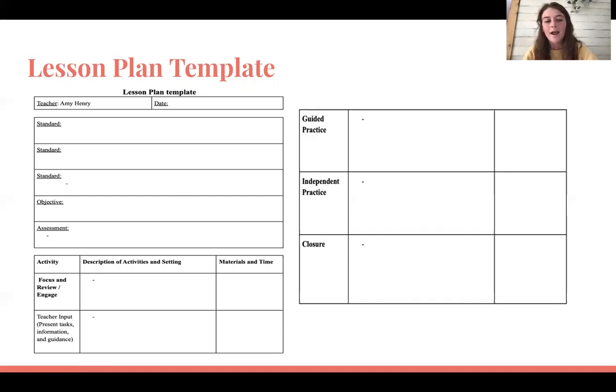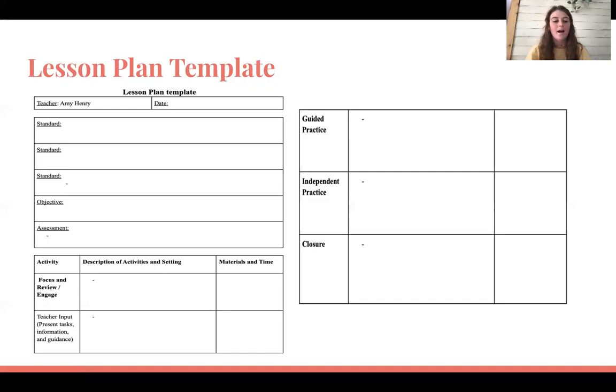So at the top, I have standards. The class I used it for had three different types of standards, so I'll probably consolidate that down to one. The objective is what they are learning, and then assessment is how I will be assessing them. Then we have our focus, review slash engage. That's the hook, what's going to draw the students into this, whether that be a video or a small activity. Next to all of them you have materials and time, so what I need and how long it's going to take.